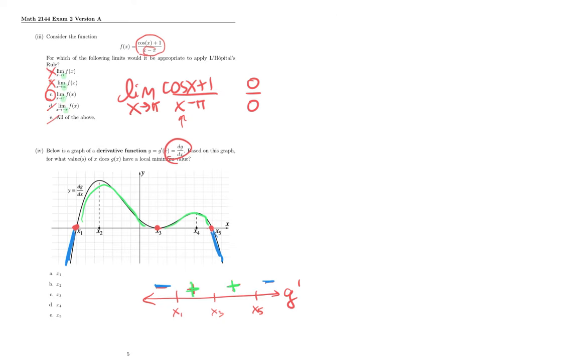And so what does that mean about my original function? That means that g is decreasing here, then g is increasing, and then g is decreasing. So if I'm looking for a minimum, that happens here when g goes from decreasing to increasing. So the correct answer is A.